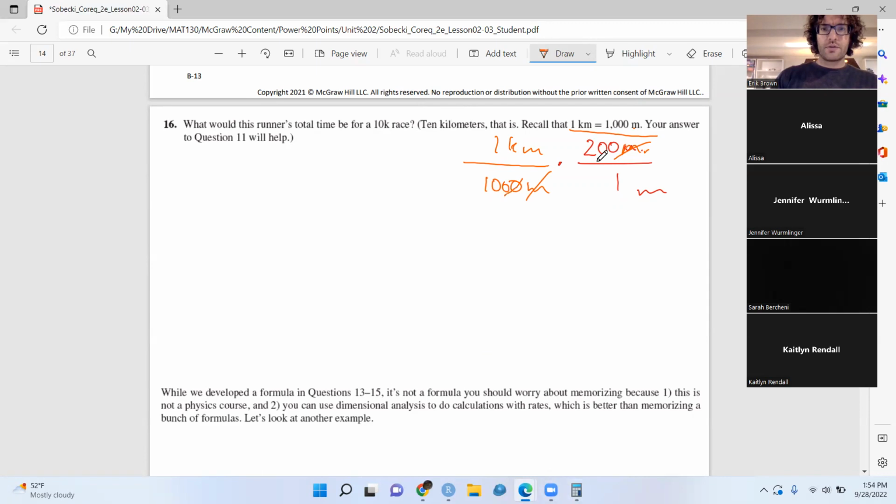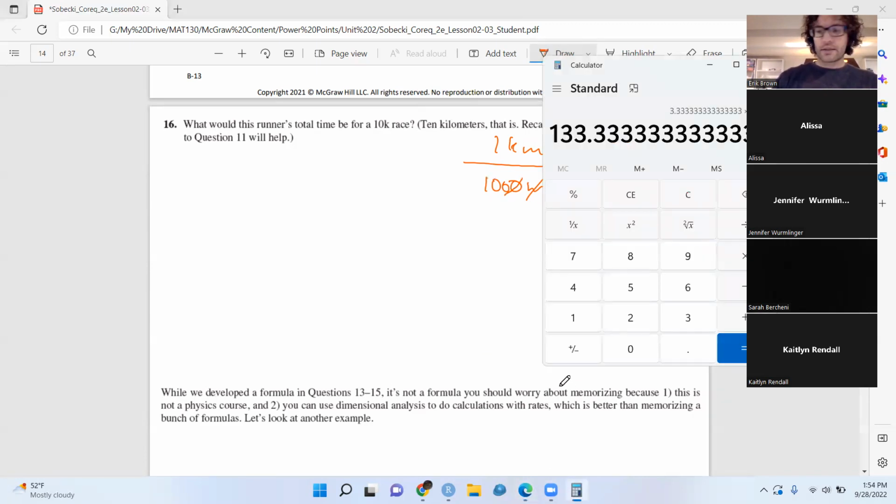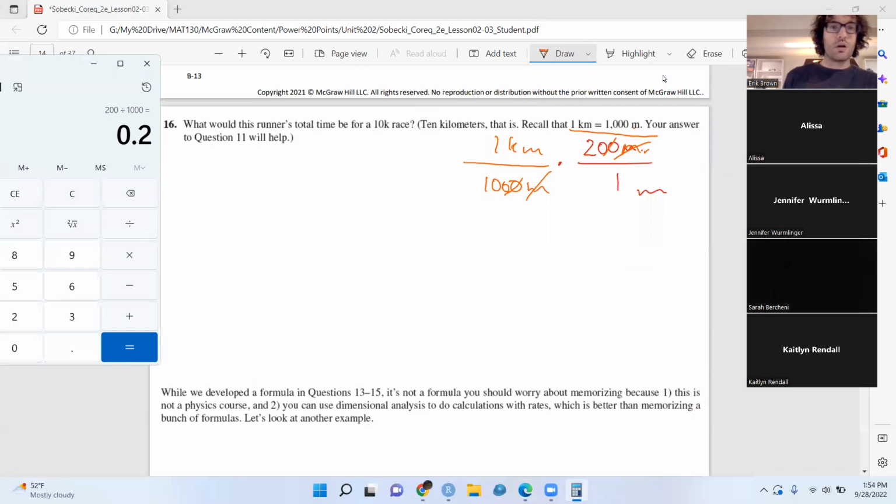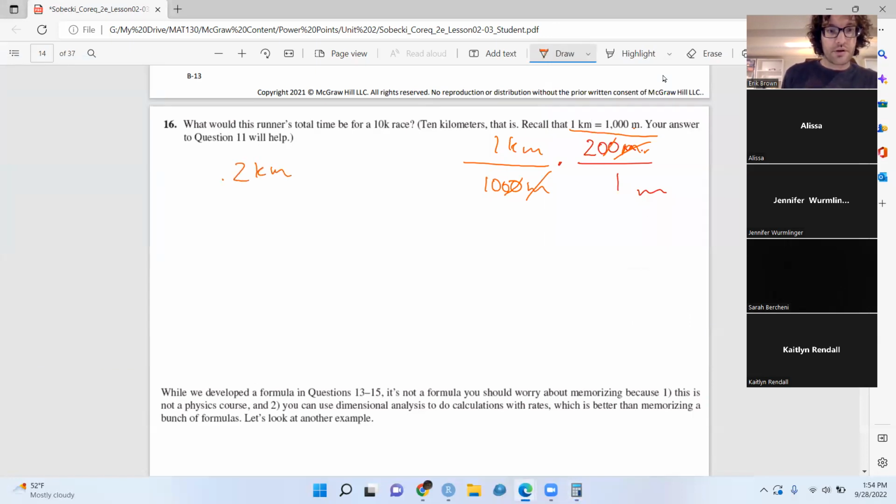Well, it's kind of a gross number, isn't it? Let's see. These two zeros go away. 200 divided by 1,000 equals 0.2. So we're traveling at a rate of 0.2 kilometers per 1 minute. I should have added the minutes there.